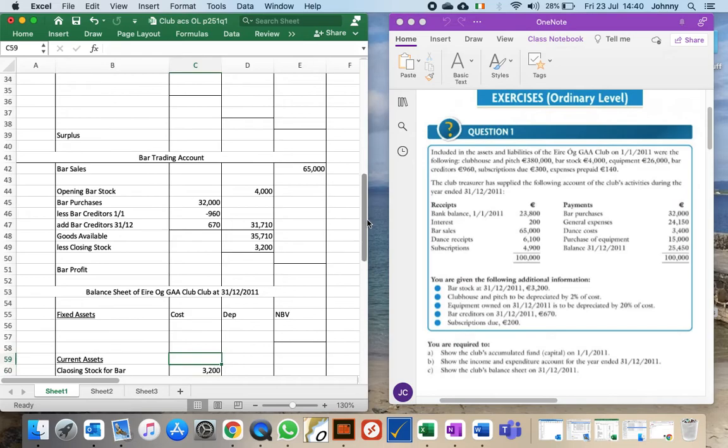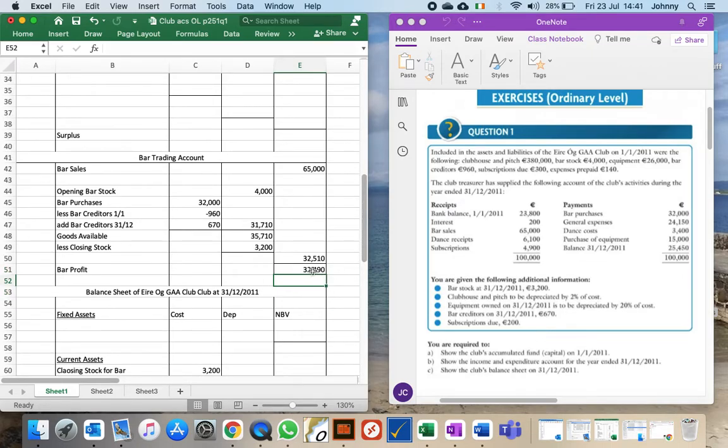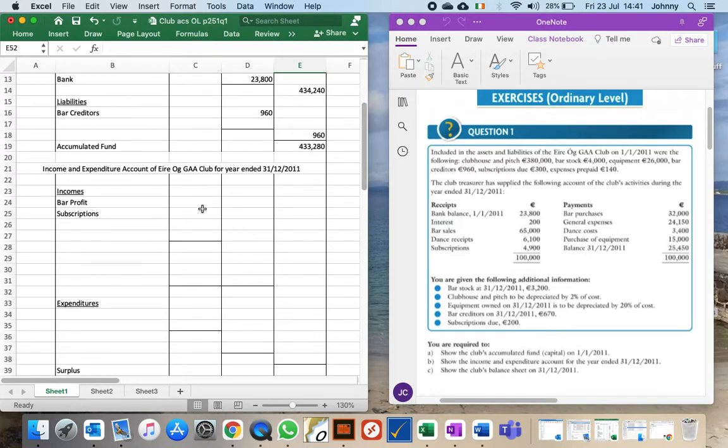Now, back up to my bar trading account. So now I'll take my goods available and closing stock away. And then that gives us the cost of goods sold, which I'll subtract from my bar sales to get my bar profit. So you got bar sales minus cost of goods sold, so there gives you a bar profit 32,490. Okay, that 32,490, I can now copy that and I can paste that into my bar profit up here.